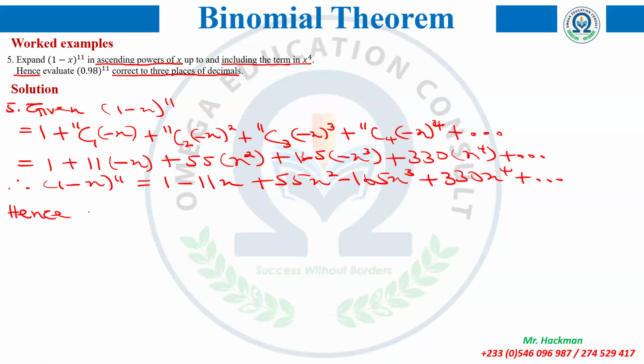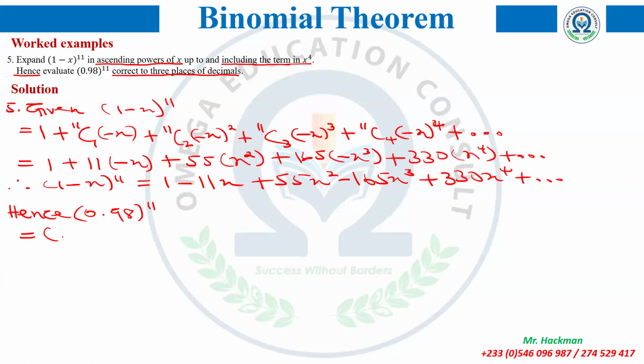What am I given? 0.98 to the power 11. So let's check. The exponents are the same. What we have here is less than 1. So if my expansion starts with 1, I'm going to get 1 minus something. Is that not it? Because what I have here is less than 1. If it was 1 point something, it would be 1 plus something. Is that clear? Yes, please.